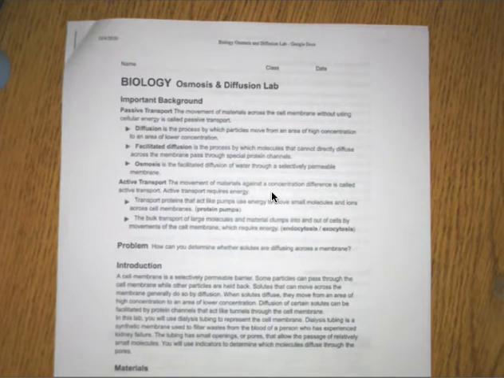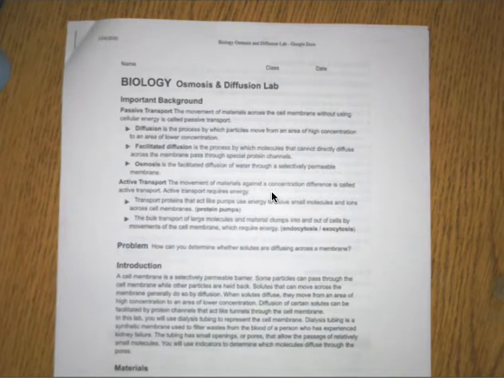All right. The problem today: how can you determine whether solutes are diffusing across the membrane? Introduction here. A cell membrane is a selectively permeable barrier. Some particles can pass through the cell membrane while other particles are held back. Solutes that can move across the membrane generally do so by diffusion. When solutes diffuse, they move from an area of high concentration to an area of low concentration. Diffusion of certain solutes can be facilitated by protein channels that act like tunnels through the cell membrane.